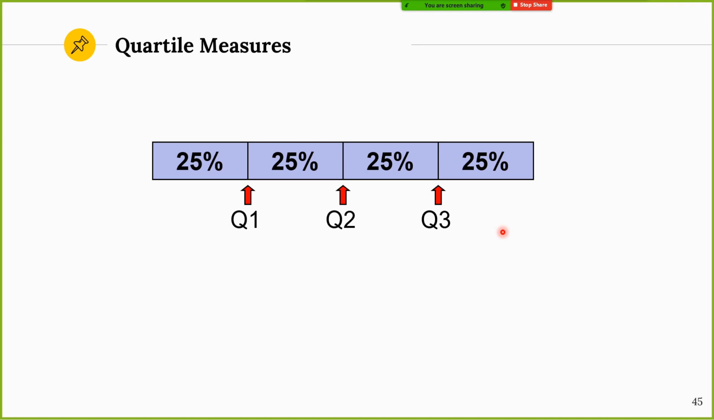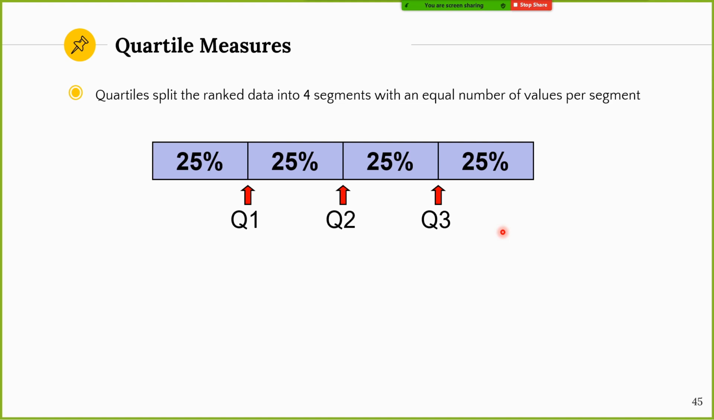I think you already understand the statistic. So the next is the quartile measure. The quartile measure is where you split the ranked data into 4 segments. So the ranked data from smallest to the largest, as usual, you rank the data and you split it into 4 segments with an equal number of values per segment. So, an equal number of ranks.